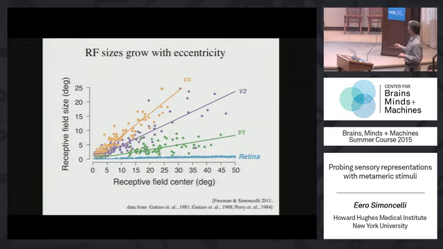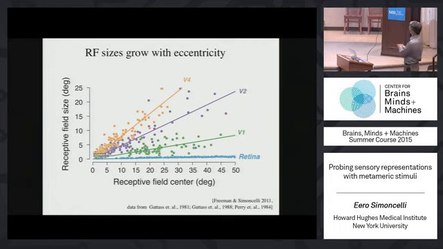Okay? And you can see that in the retina, I already showed you on the previous slide that it grows with eccentricity, but it's actually very slow compared to what happens in the cortex. In V1, the receptive fields grow at a pretty good clip. V2, they grow about twice as fast as that, and V4 twice as fast again.